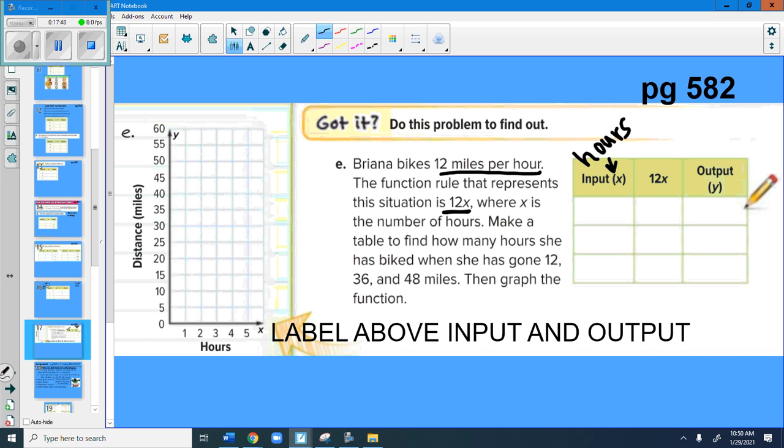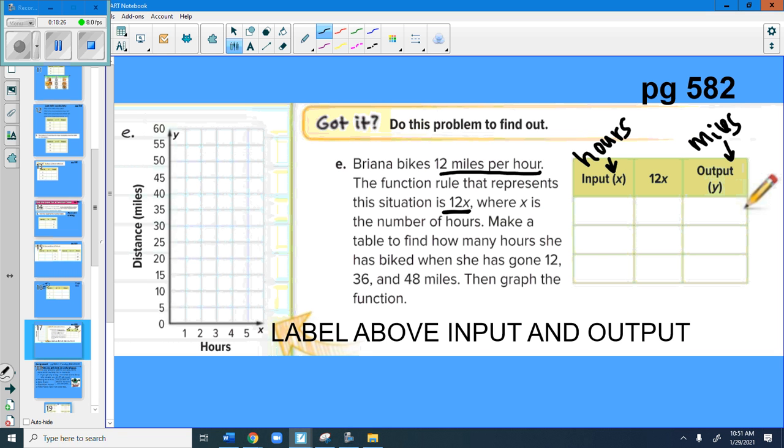Make a table to find how many hours she has biked when she has gone 12, 36, and 48 miles. My question is, if the X is hours, and if the rule is 12 miles for each hour, what does Y, the output, represent? Yeah, the total miles. It's really important to jot those notes down to know what the X value is representing and what the Y value is representing.